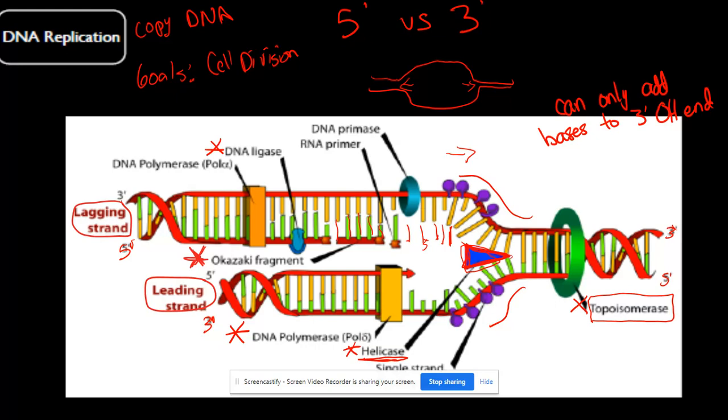Yep. Remember, the ultimate goal is to make a DNA strand, right? But the problem at the beginning is you need this primer, and the primer is made as an RNA molecule. So it's got to get converted back to DNA in order for it to be complete.